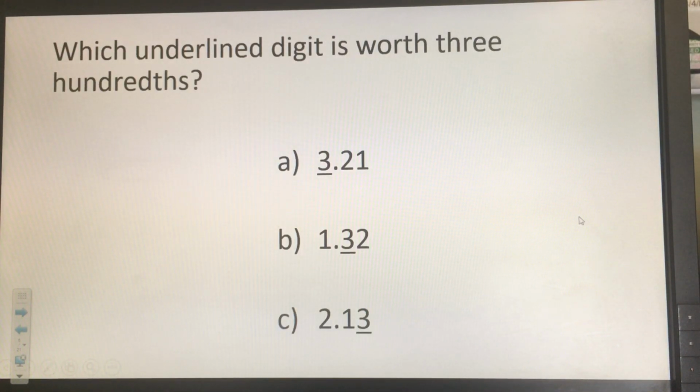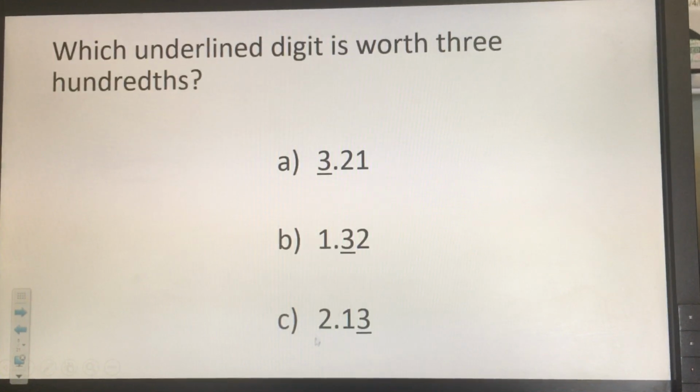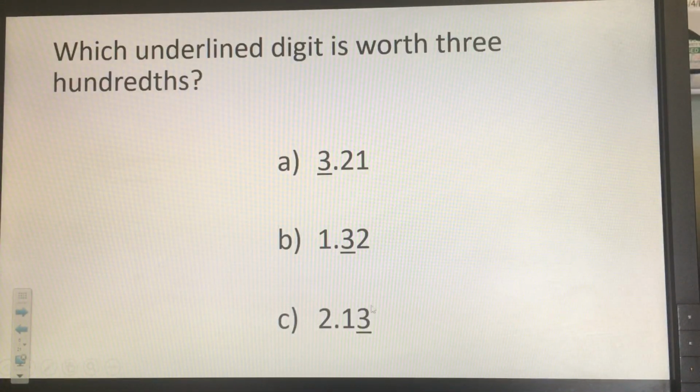I want you to have a little think about this question. You don't have to write anything down, but which digit is worth 3 hundredths? A, 3.21, B, 1.32, or C, 2.13? Just give you a couple of seconds there to think about it before I reveal the answer. The answer is C, 2.13. Okay, there is a 3 in the hundredths column. There are 3 hundredths in this number.